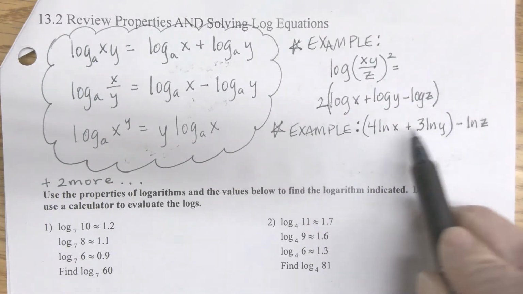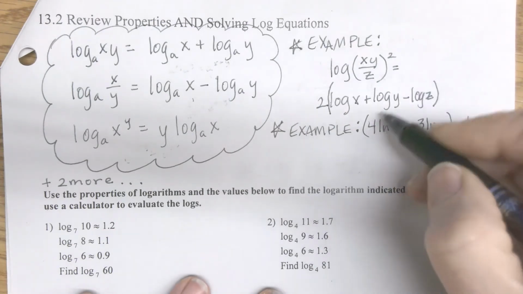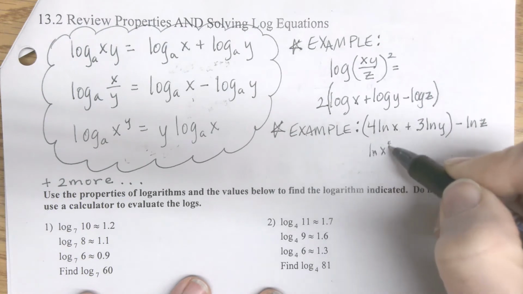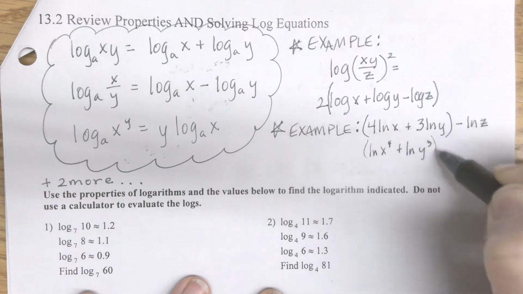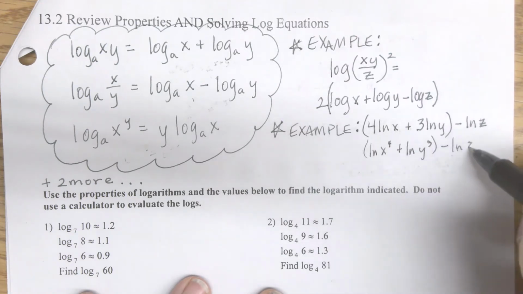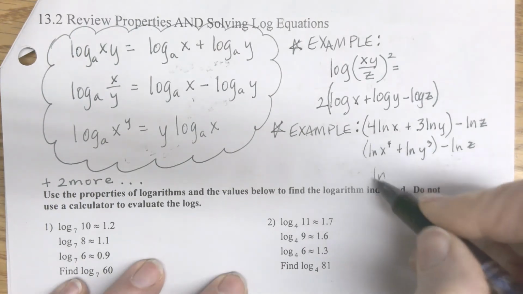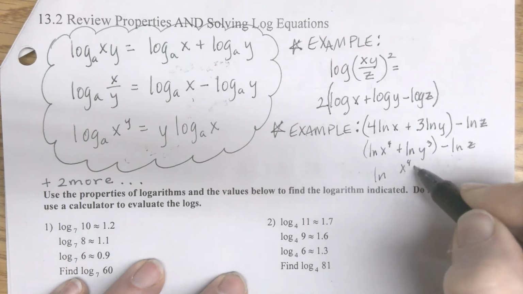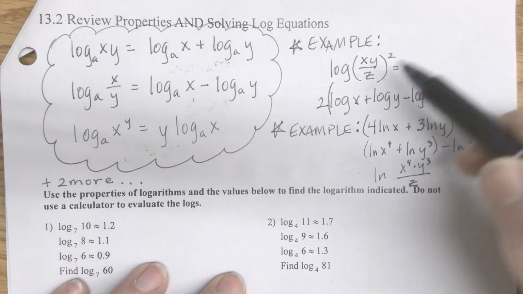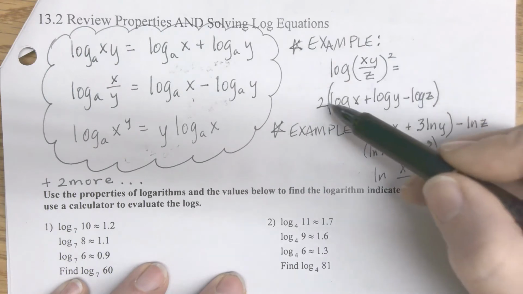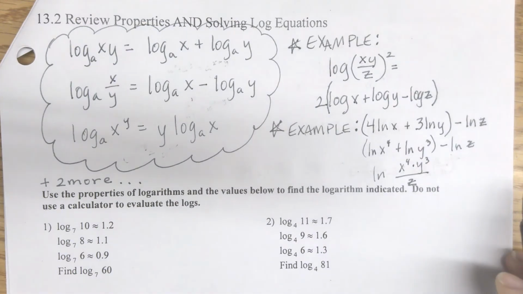I can also simplify with logs as well. So I'm going to do this one in more of a step-by-step. This first part would be ln x to the fourth, that multiplication comes, plus ln y to the third, those are in parentheses, minus ln z. Once I have all those logs in, I can put it together. This is ln, just one, x to the fourth times y to the third over z. That would be my simplified form. This is expanded form, and I can go from expanded to simplified using the properties.